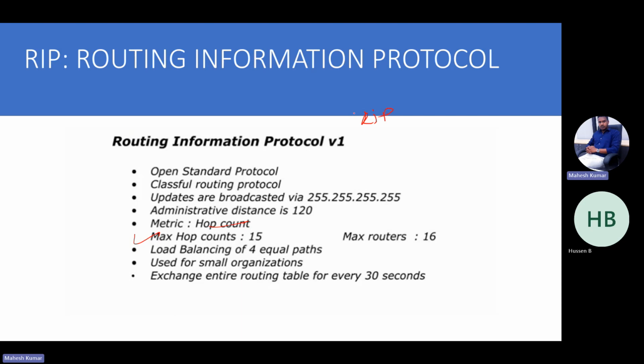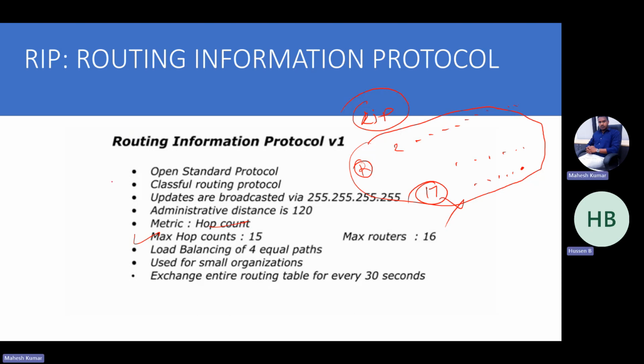Whenever you're working with RIP, RIP will work within 16 routers only. Let's suppose R1, 2, 3, 4, 5, 6, 7, 8, 9, 10, 11, 12, 13, 14, 15, and 16. So within 16 it will work. If you add one more router, number 17, it will be invalid. So whenever you configure RIP, it should support a maximum of 16 routers only.